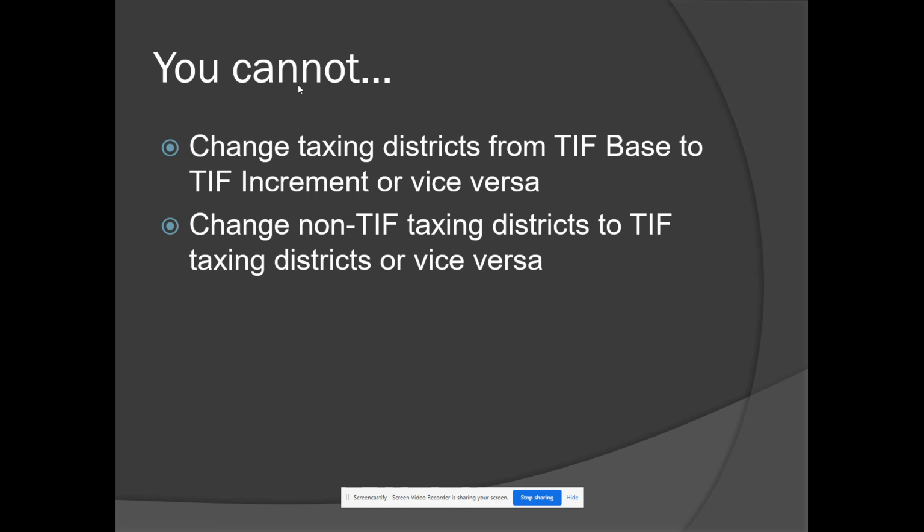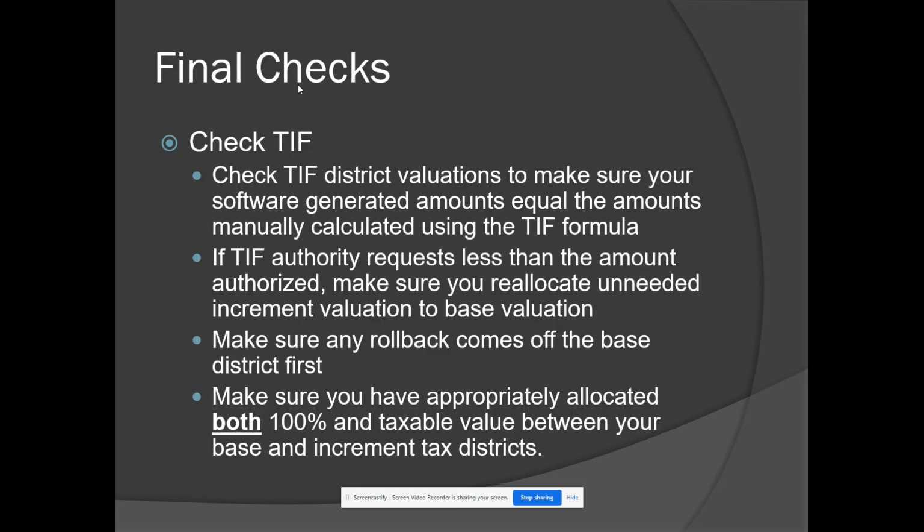Or same situation, if in your 2020 values you submitted taxing district 123 as a regular city taxing district, and then when you went to file your 2021 values, you called taxing district 123 a TIF base district, the system is not going to like that and it's not a change you can make from year to year.